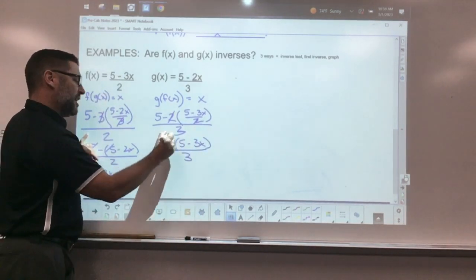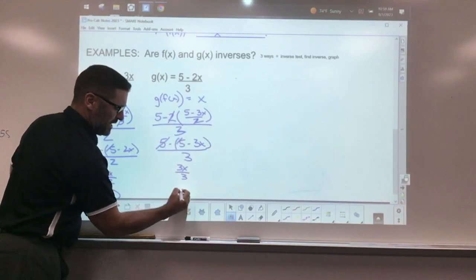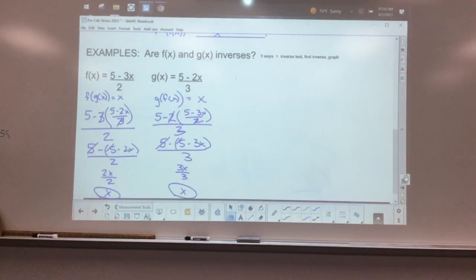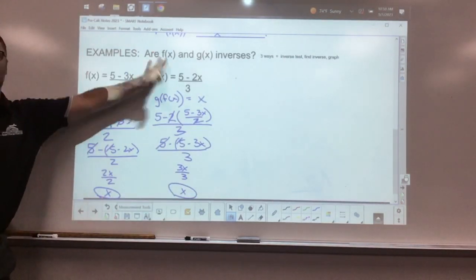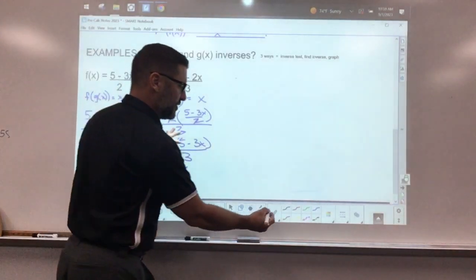The 5's will be gone. The minus will go with that minus. I'll get 3x over 3, and I get x. And that's called the inverse test. You can always tell if things are inverses by plugging one into the other one and seeing if you get x. But honestly, I never do it that way.